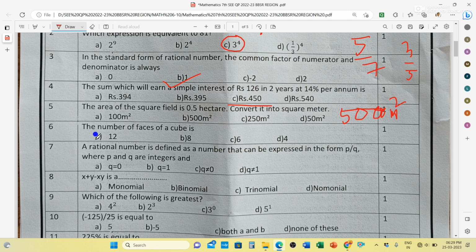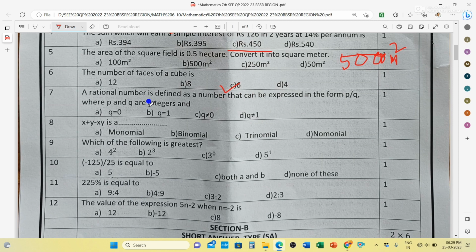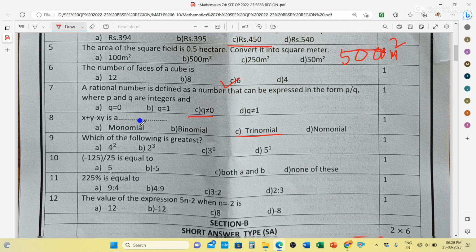Okay, then the number of faces of a cube is 6. A rational number is defined as a number that can be expressed in the form of p by q, where p and q are integers and q is not equal to 0. The denominator must not be 0. Then x plus y minus xy is a trinomial, because here are three non-zero terms. x is a term, y is a term, xy is a term. Three terms are here, so this is a trinomial.